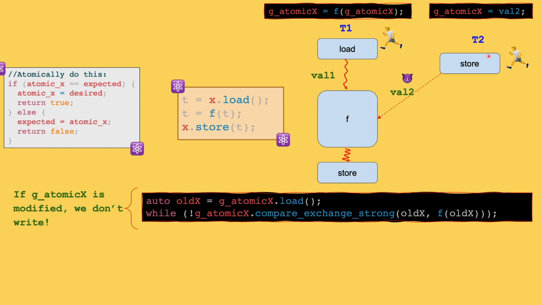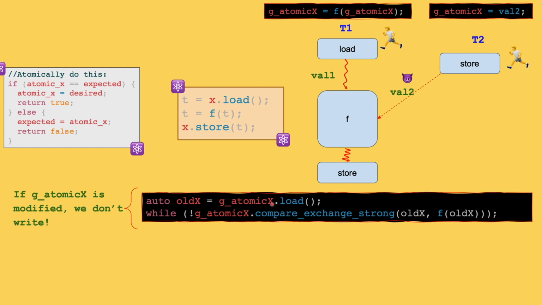Now, what happens if this store gets executed after load? It writes value 2, but we read value 1 and we are calculating f of value 1. So if we store with f of value 1, we kind of missed this value 2, and that would be undesired. It would have been great if during this time we could have detected that somebody else wrote inside x, and we could have taken the latest value of x and calculated f of value 2 instead of f of value 1. And that's how compare and exchange can help.